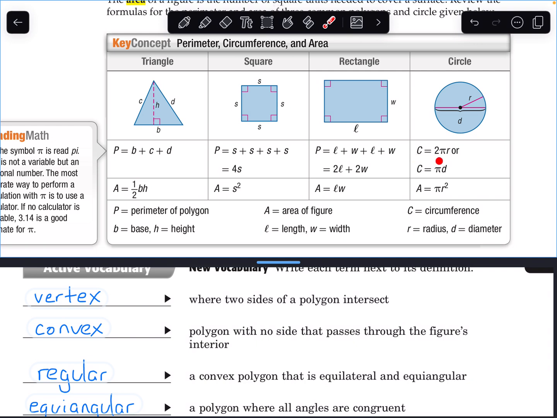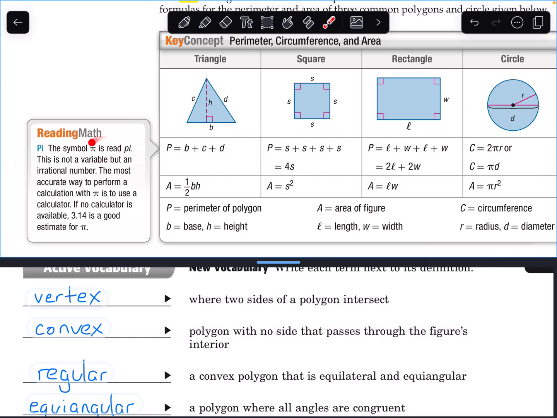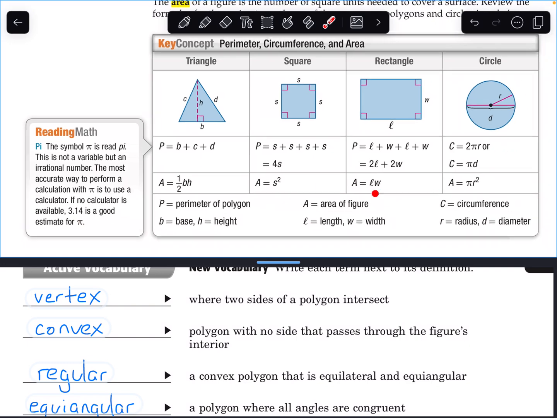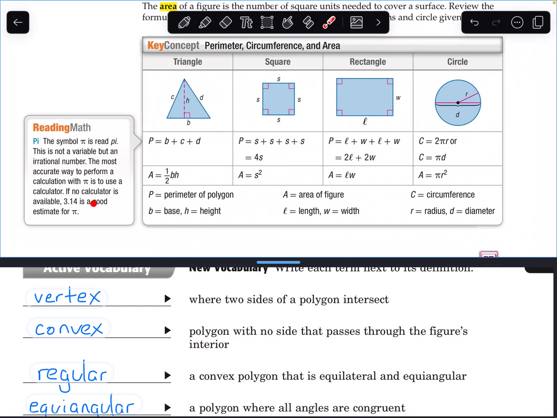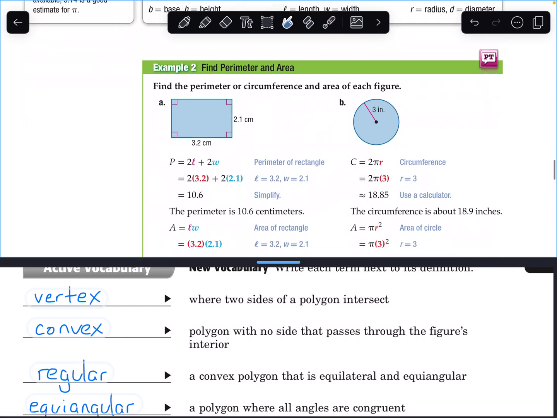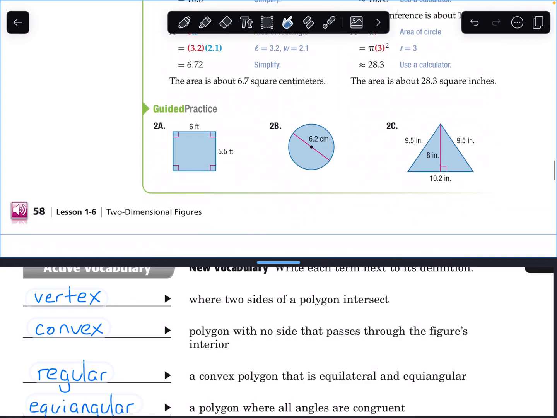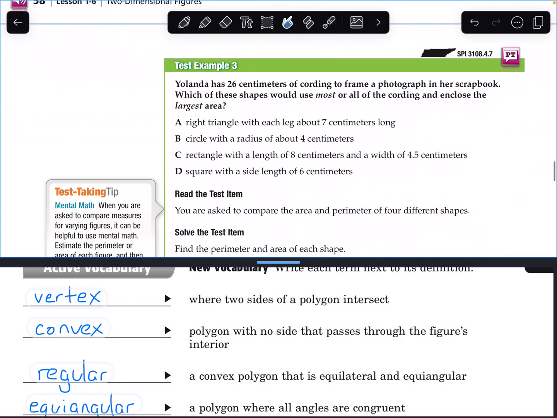Circumference is 2 pi r, or pi times diameter. Area is pi r squared. Note that that symbol is the Greek letter pi. If no calculator is available, 3.14 is good enough for this class, but it is an irrational number. The decimals go on forever and ever with no repeats. So we'll do a couple examples of calculating those in part 2.